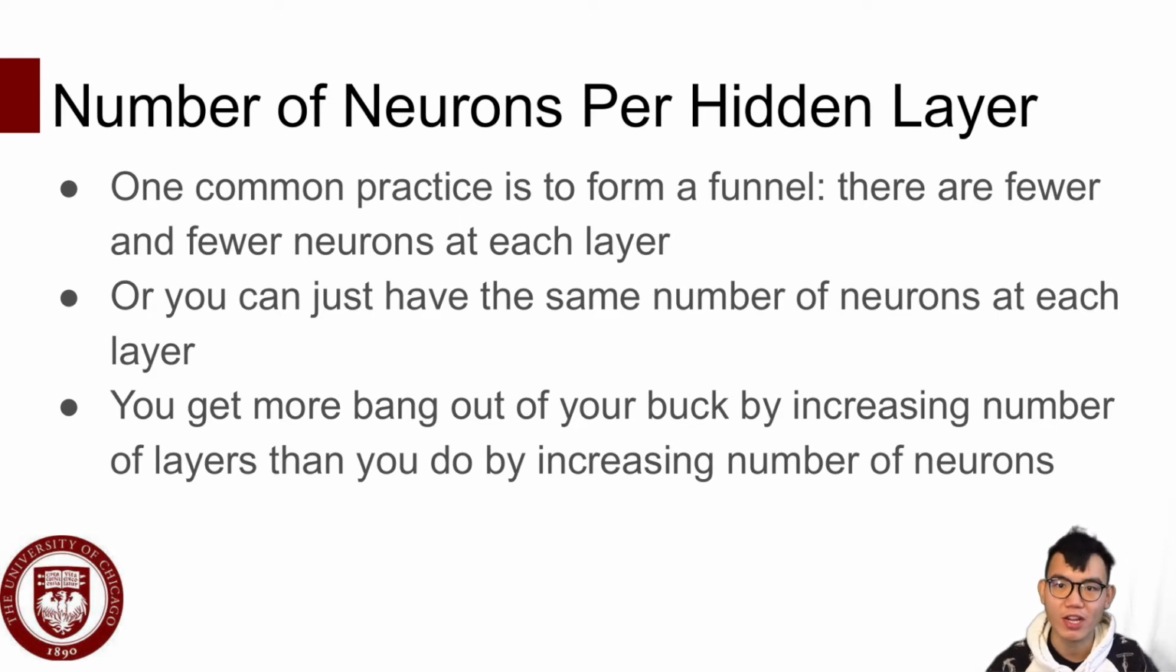You can also change the number of neurons in each hidden layer. One common practice is to form a funnel with your neural network, where there are fewer and fewer neurons at each high-level layer. Another thing you can do is force each layer to have the same number of neurons, which reduces the amount of parameters that you have to change. Usually, it's a better use of your time to increase the number of layers than to change the number of neurons.